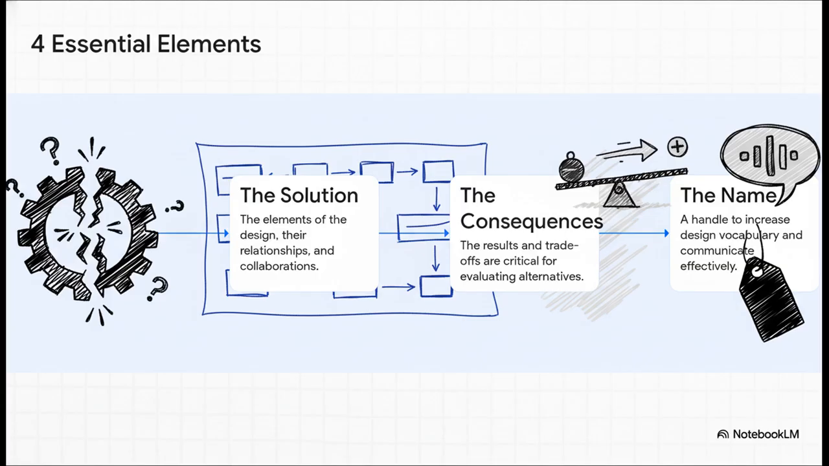Third, and this is the one people always seem to forget, the consequences. What are the trade-offs? What do you gain and what might you lose in performance or complexity? And finally, the name, which gives us this amazing shared vocabulary to talk about complex ideas really fast.